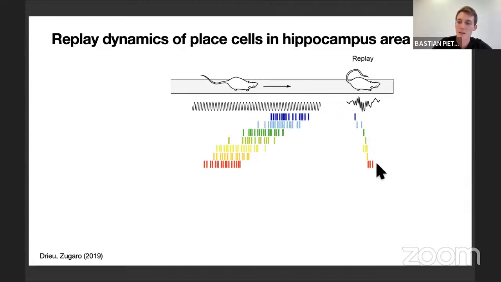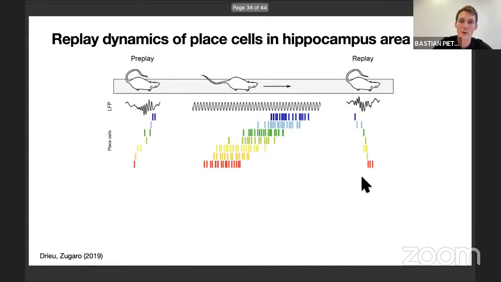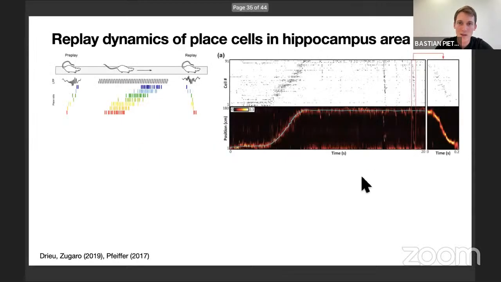So we have this kind of sequence of active patterns now going in reverse. Sometimes this can also happen in the forward direction. This is called pre-play. So this is a nice cartoon, but it also exists in real data. Usually people measure data from CA1 because it's easier.